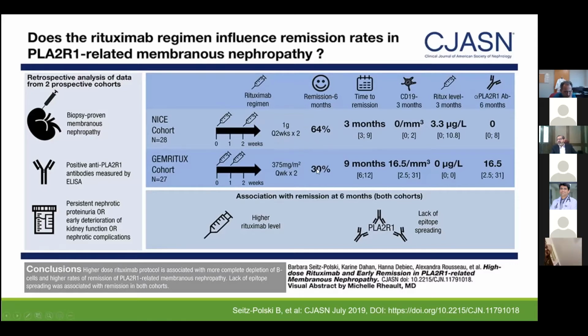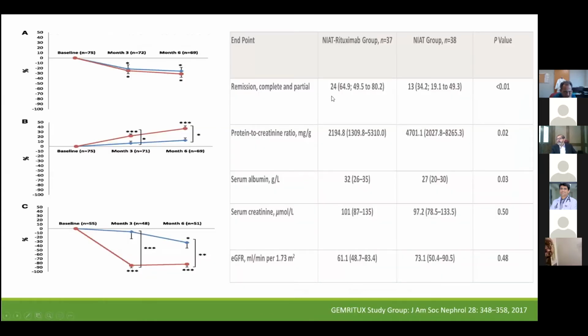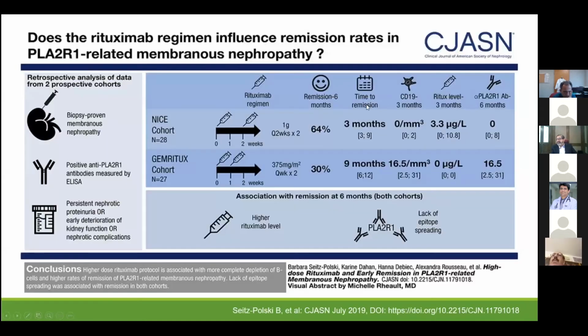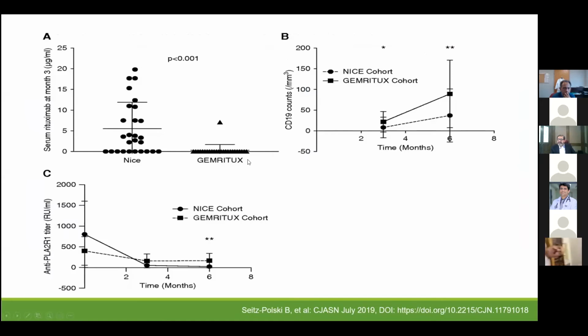And what they found was their remission at 6 months was 64%, compared to a 6-month remission in the Gem-Retux cohort at 30%. The time to remission was faster. So a lot of this remission that you saw in the Gem-Retux group started happening after the 6-month period in the observation period. But if you use the higher dose, you got to remission faster. Your CD19 count, so let's take a look at this now.